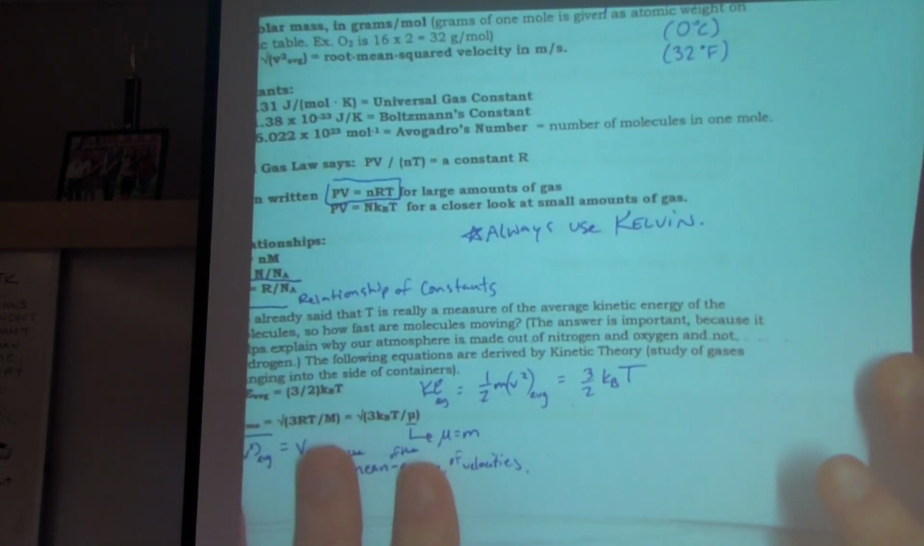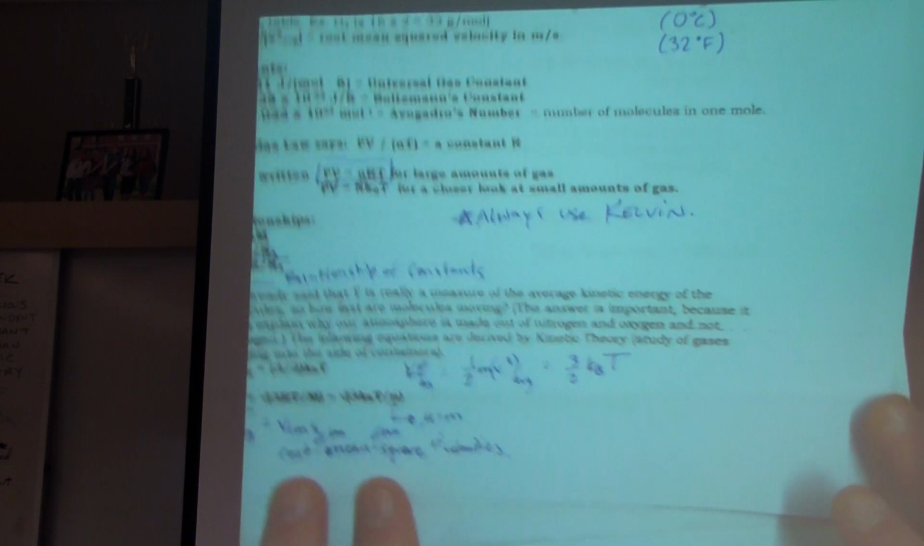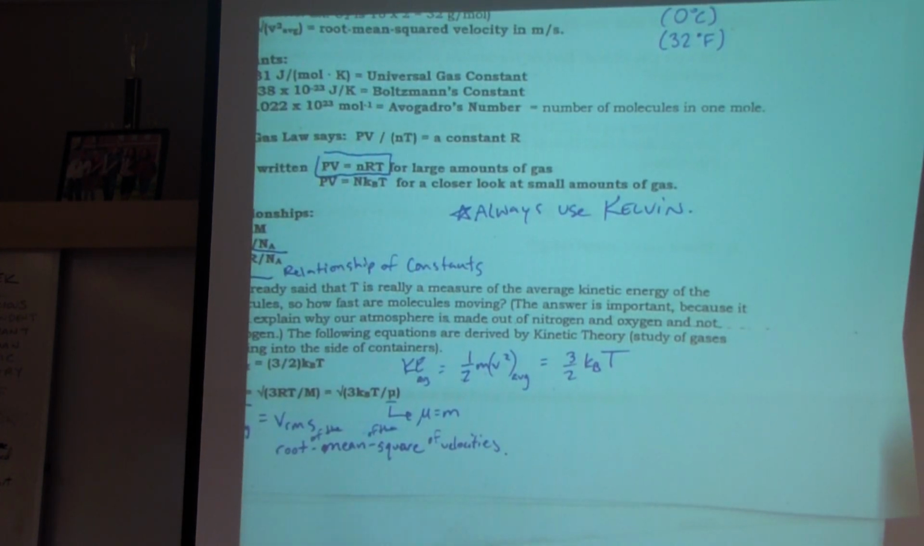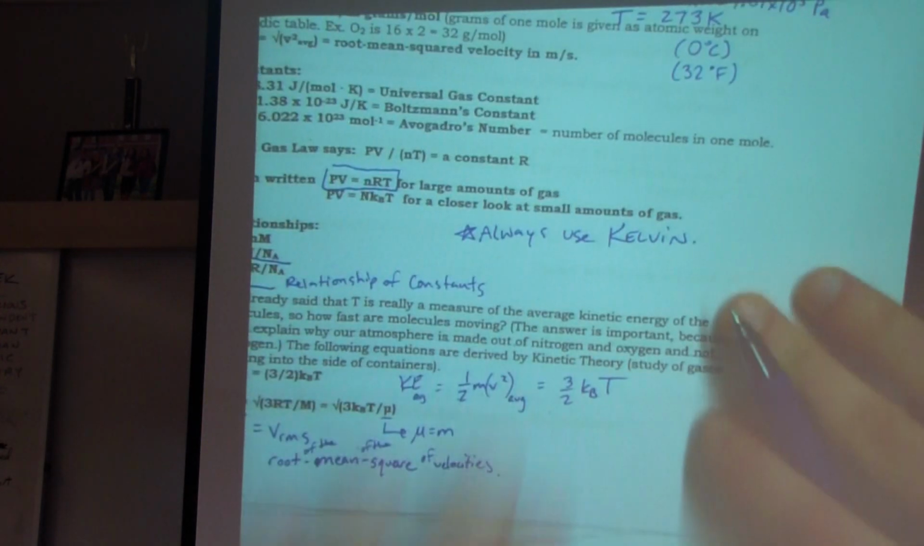This would allow us to figure out how fast, on average, the molecules are moving. We would figure out the VRMS. Okay, good. All right, so this is just a really good reference sheet for you.